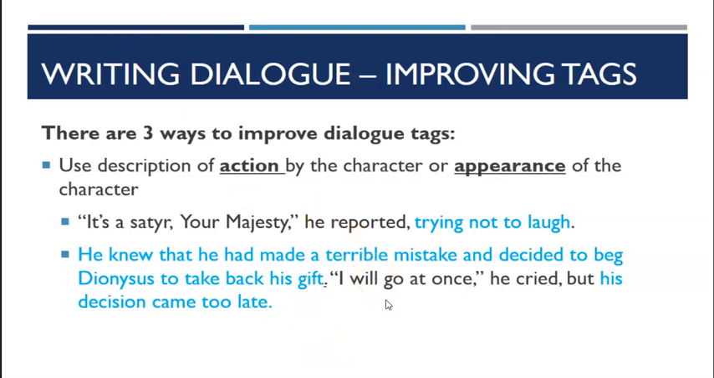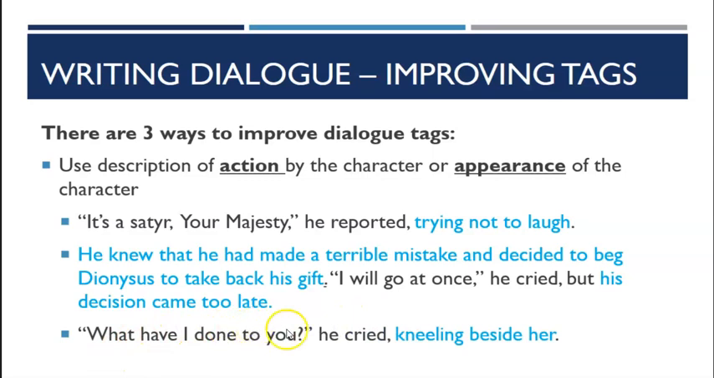A last example of this: what have I done to you? He cried, kneeling beside her. Again, we have cried here. I didn't do that on purpose. But we have the kneeling beside her. So that is action. So up here we have some internal thoughts and feelings describing the character in the second example. In this third example, we have strict action, kneeling beside her, attached to the tag, describing what he's doing as he says the dialogue.